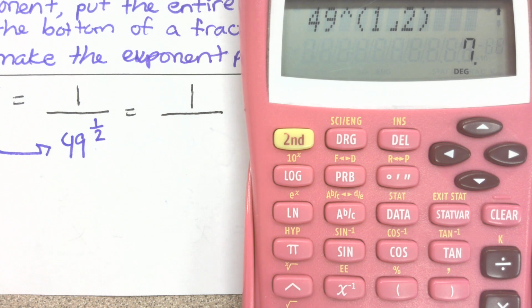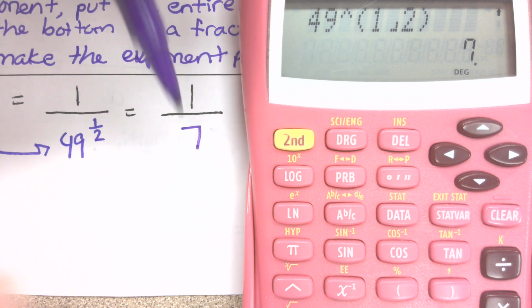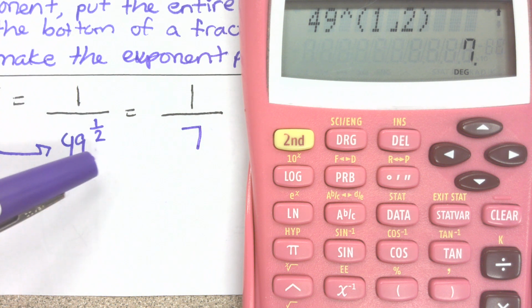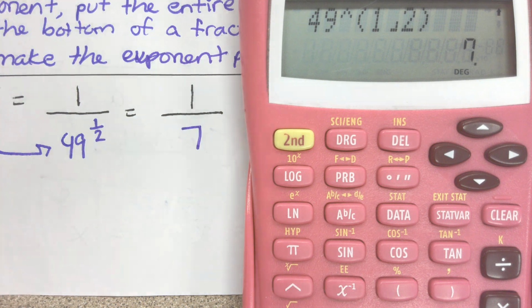So that becomes a 7 on the bottom. When you do that, don't type the entire fraction in, like the 1 over that. Just do the bottom part. That often leads to mistakes. And then just fill in what you need to.